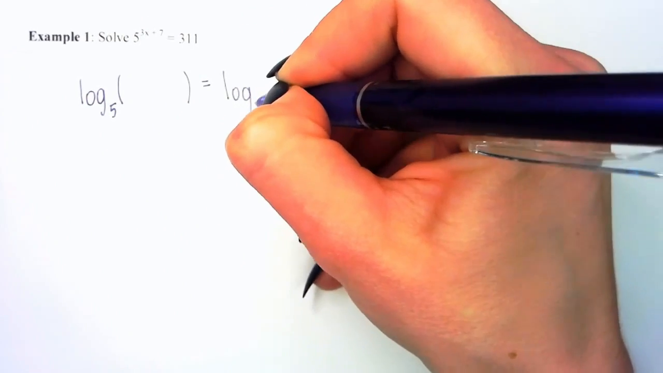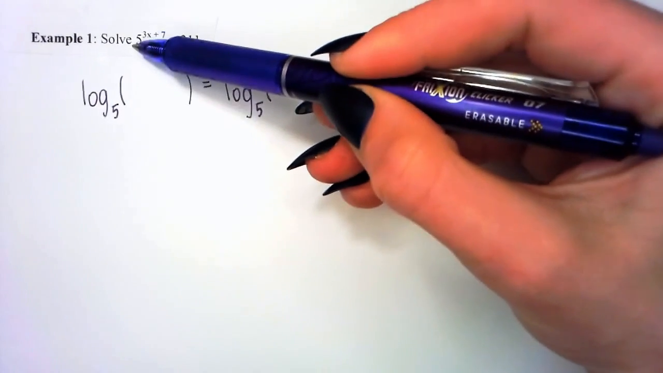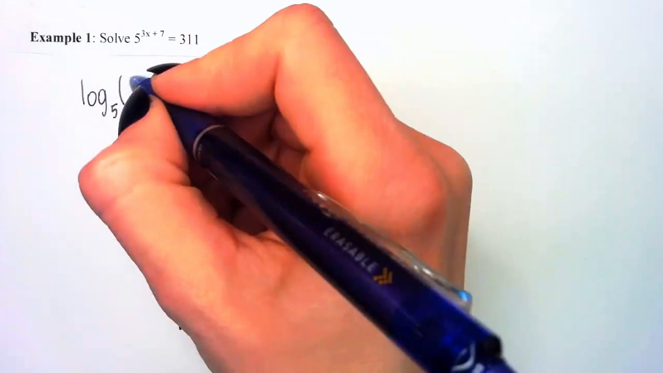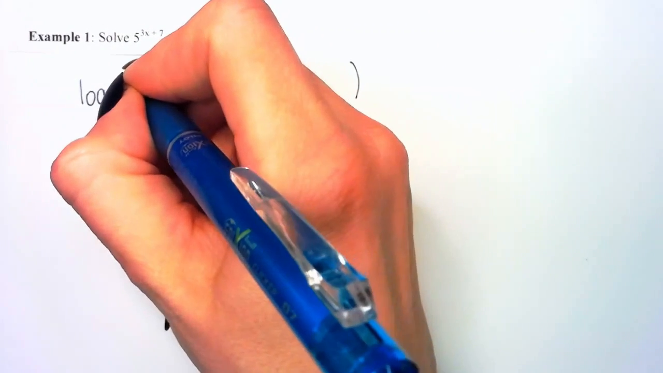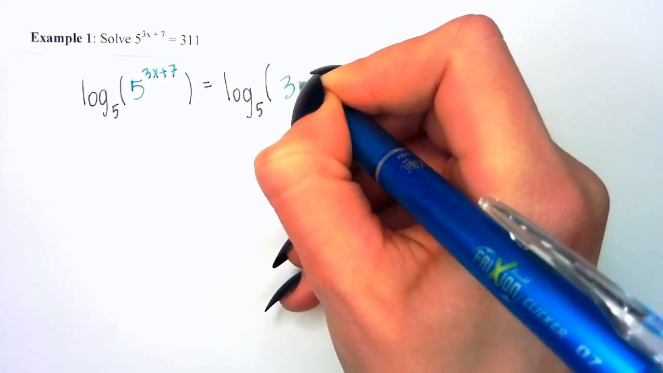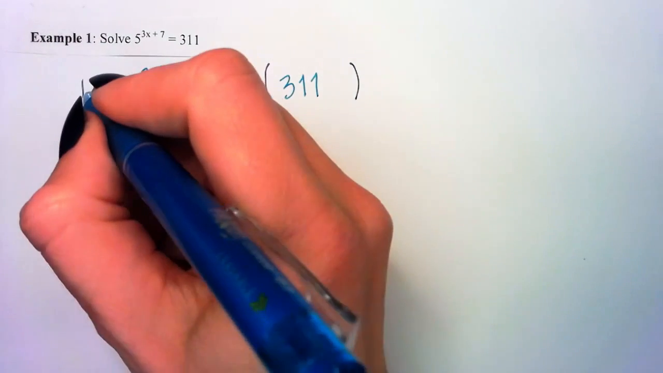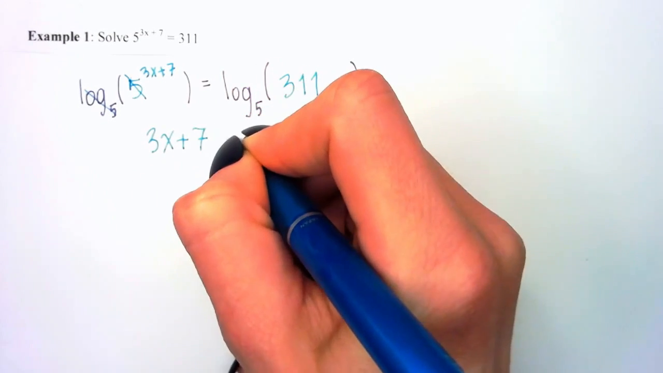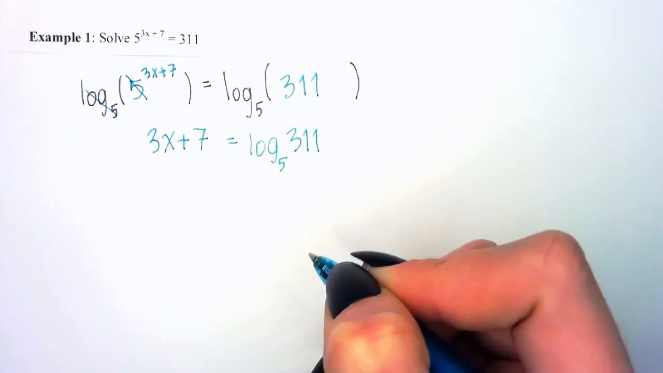The log base we choose had been based on whatever number was being raised to a power with a variable in it. That number in this problem is 5. 5 to the 3x plus 7 equals 311. The next thing we did was log base 5 and 5 basically crossed out, and we were left with 3x plus 7. And on this side, we left it as log base 5 of 311.